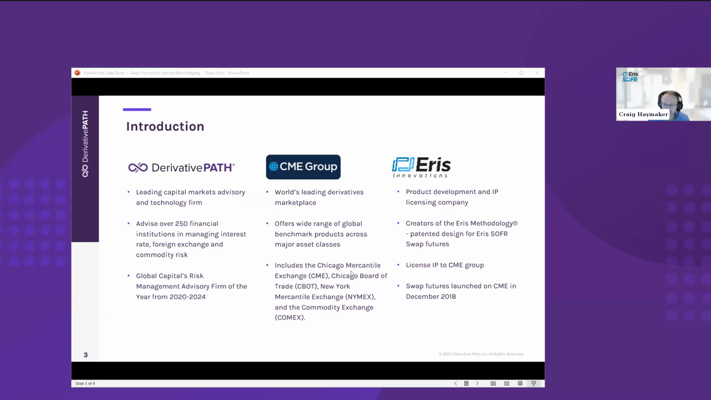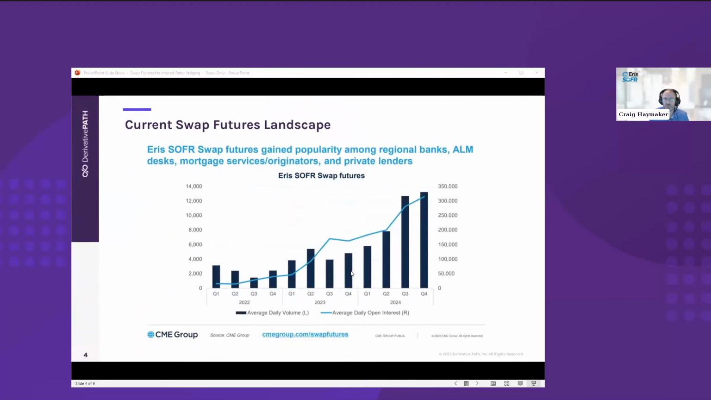Yeah, first of all, it's been wild. Over just the brief period that I've been with Eris and also been engaging with folks like Ted at the CME, open interest has increased more than 45%. Average daily volume has doubled. It's been really interesting to see the marketplace's adoption of Eris SOFR Swap Futures for the myriad of use cases that I'm sure we'll go over here. It's just been a very interesting experience for me thus far.